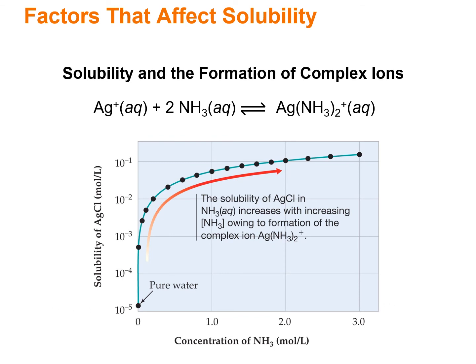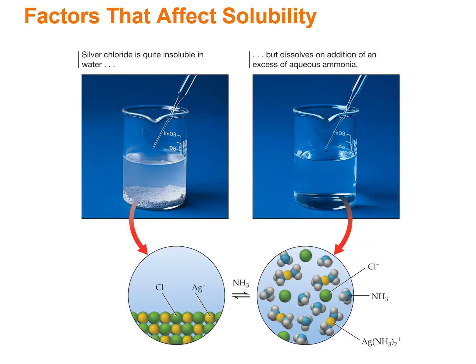So if we look at the solubility of silver with ammonia, you can see that if you just put silver chloride in pure water, it's quite insoluble, with a molar solubility of around 10 to the minus 5. But once we complex it with enough moles of ammonia, it gets all the way to a larger value than 0.1. And so it becomes quite soluble in the presence of that ammonia.